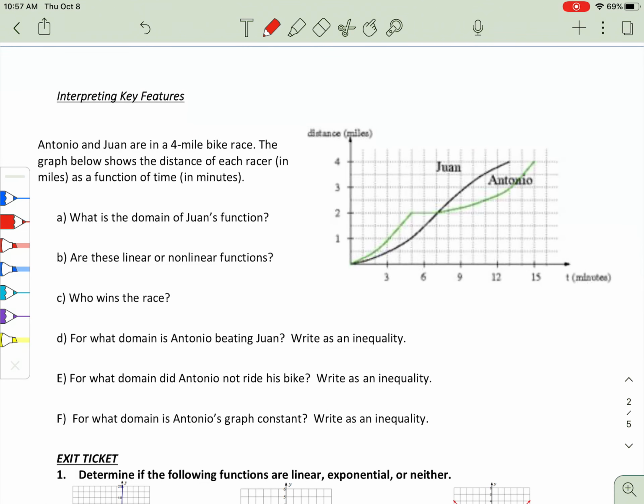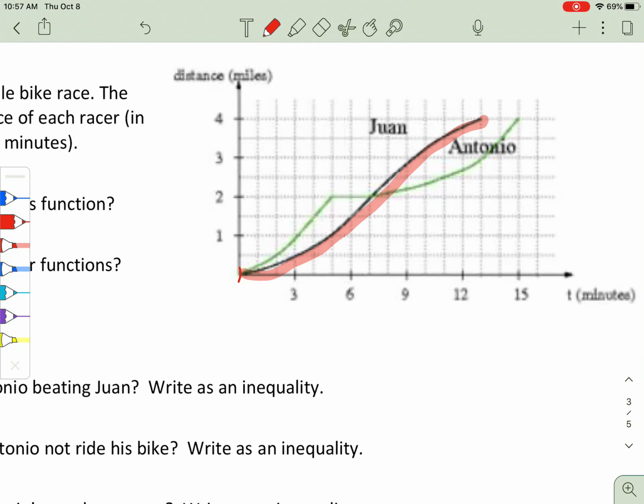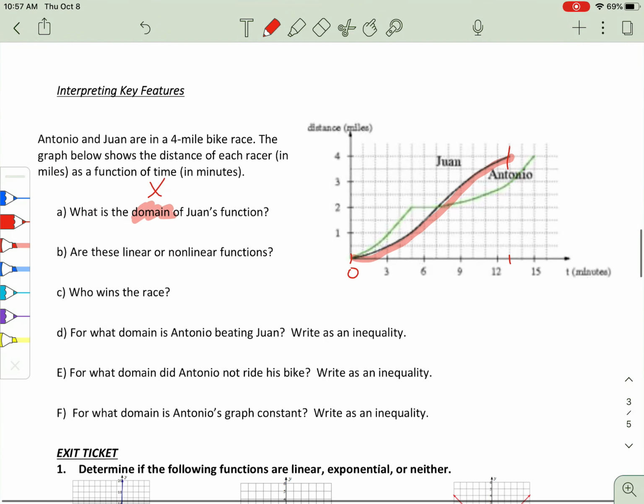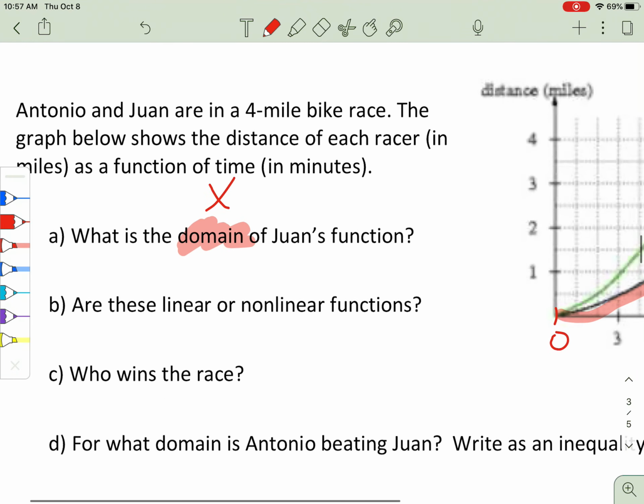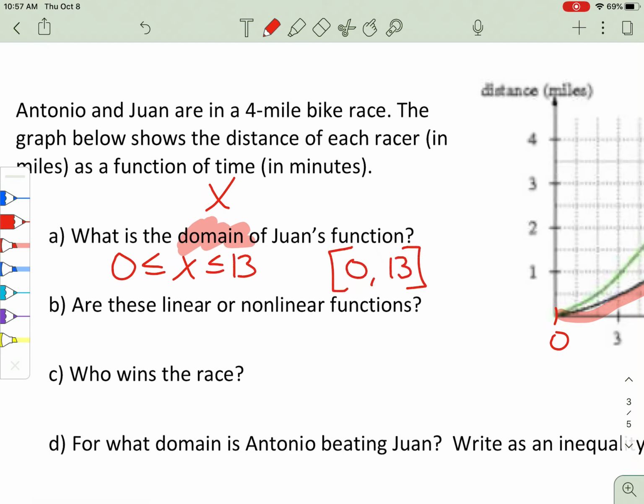Antonio and Juan are in a 4-mile bike race. The graph below shows the distance of each racer as a function of time. What is the domain of Juan's function? So Juan's function is this one. And remember that domain are your x values. So domain starts at 0 and goes until 13. So there you go. Domain 0 to 13. Or you could do it this way, 0 to 13.